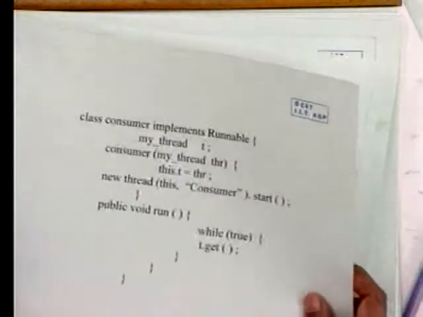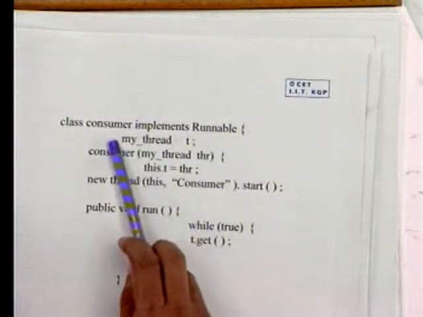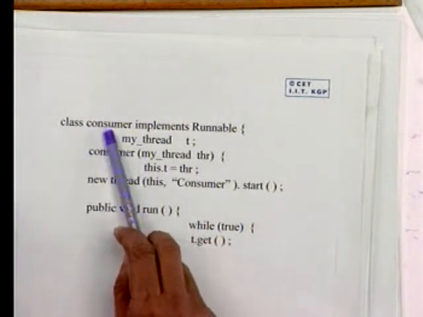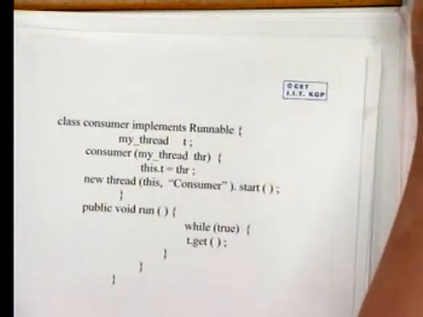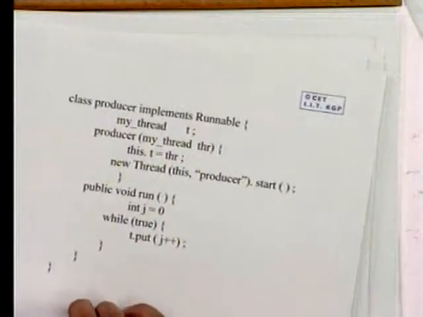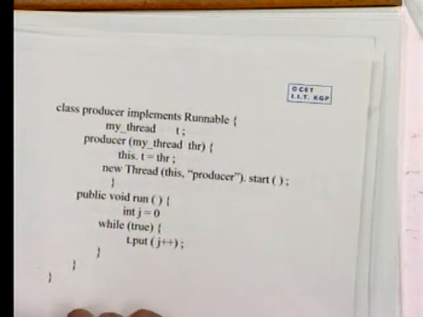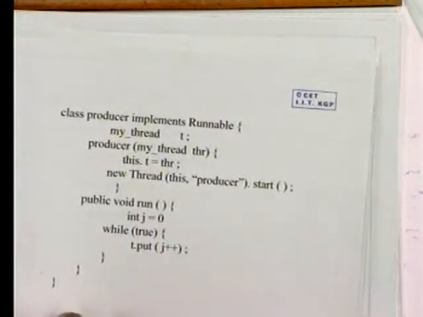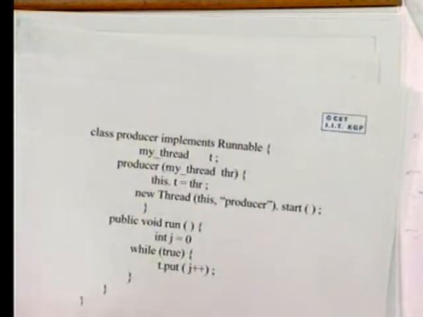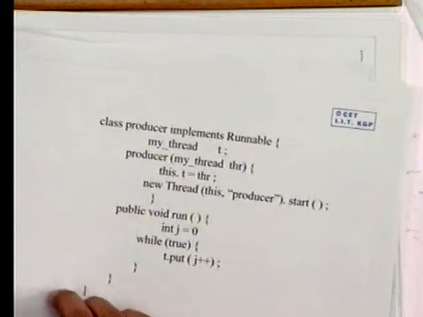And here we have used the concept of the Runnable interface. The consumer class is implementing the Runnable interface, as we had already seen, because the basic Thread class does not really support the run method in any practical way.